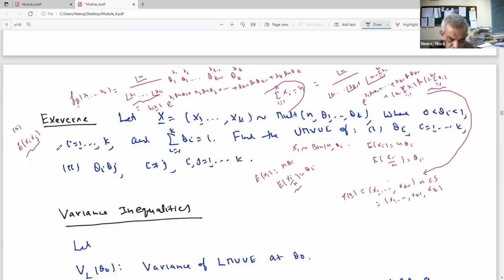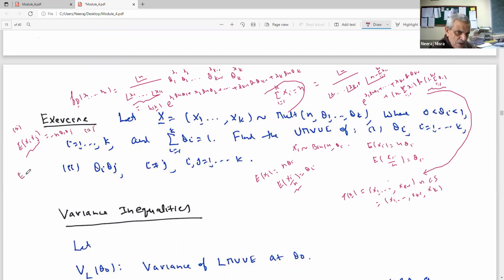Does anyone know how to evaluate the expected value of xi into xj in the multinomial case? It is the covariance of xi xj plus expectation of xi into expectation of xj. That is okay, but how do you then calculate the covariance of xi xj? The covariance is n times theta i theta j. N times, or minus n times? Yes, sir, minus n times. How do you calculate this? From the MGF. So if you already know it, I don't have to do anything. This is the same as minus n times theta i theta j for i not equal to j.